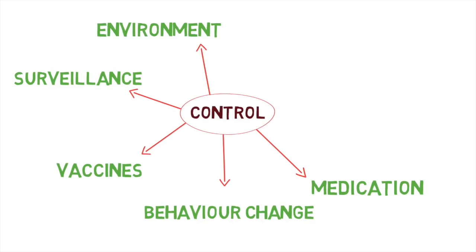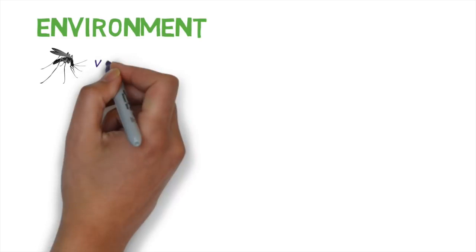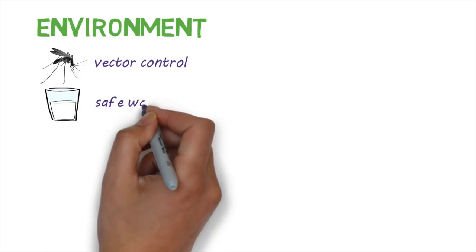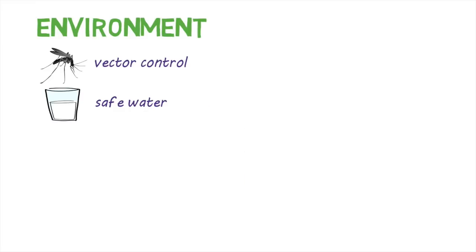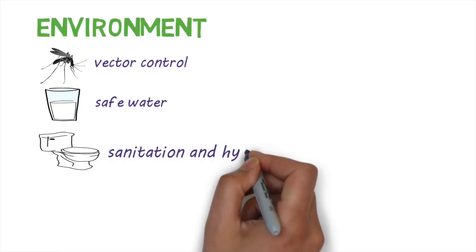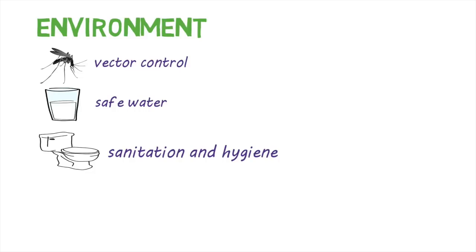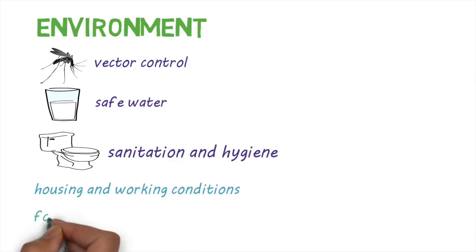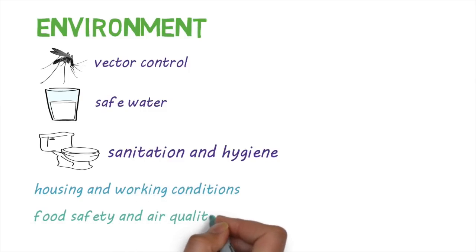Modifying the environment is another way to control infectious diseases. This includes activities like vector control, which is the eradication or control of vectors that can transmit diseases like malaria and dengue, ensuring that there is safe water supply, which leads to a reduction in waterborne diseases like cholera, Cryptosporidium, and hepatitis E, and improving sanitation facilities and hygiene, which can reduce the spread of diseases like Shigella, hepatitis A, and Salmonella. Other environmental measures include improving housing and working conditions, ensuring food safety, and enhancing air quality.